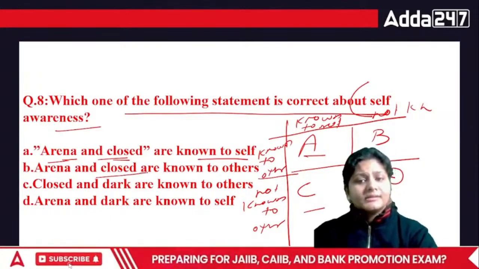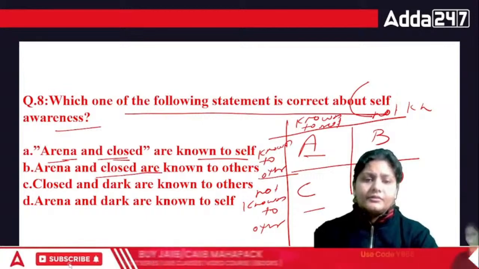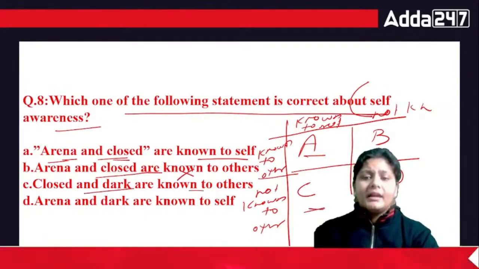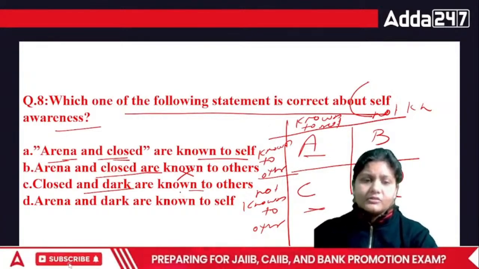Arena and closed that are known to others, which is wrong. Closed and dark are known to others. Closed and dark known to others, that is also wrong.